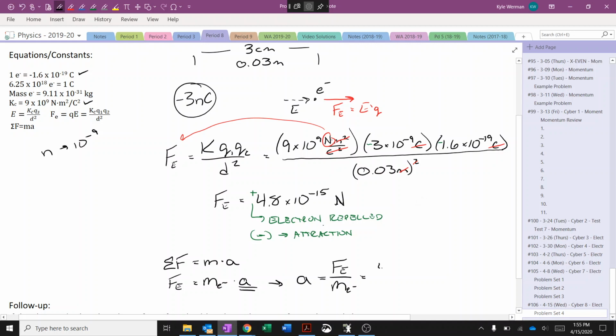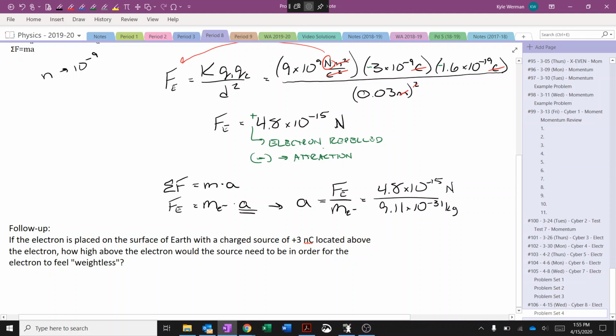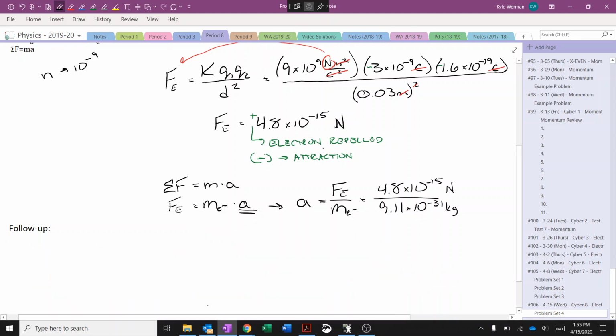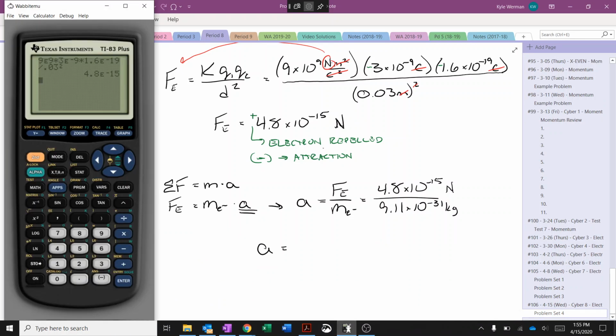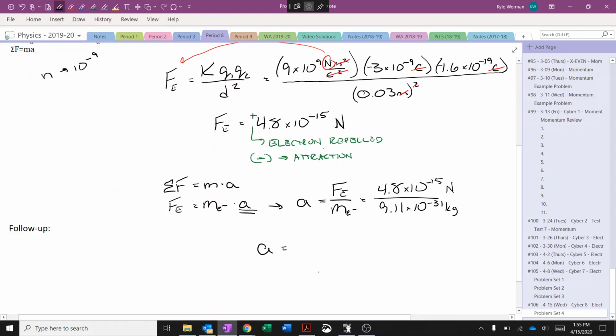So I can write into my equation 4.8 times 10 to the negative 15 newtons. The mass of an electron is 9.11 times 10 to the negative 31 kilograms. And I get a value. For the acceleration of the electron, let's divide that by 9.11 e to the negative 31. And I get 5.27 times 10 to the 15.